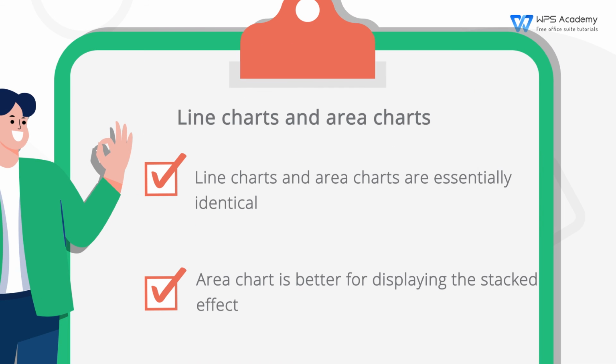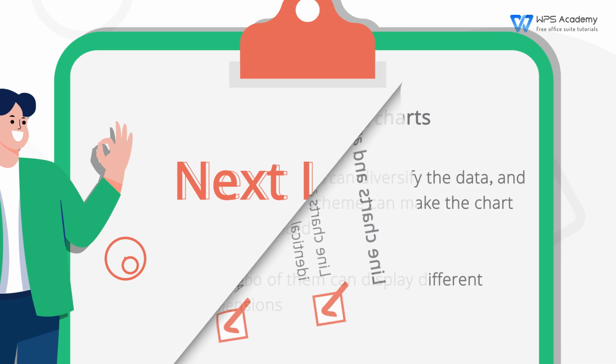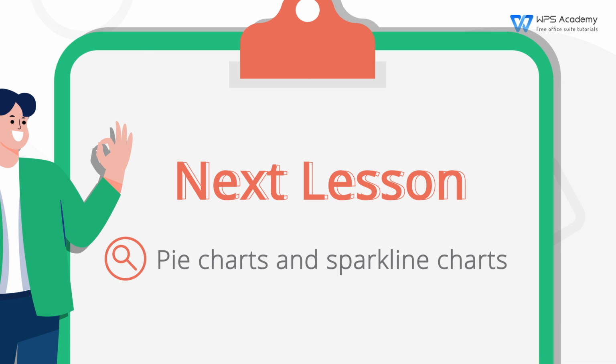Let's summarize the key points of this lesson. A line chart and an area chart are essentially identical. Both may effectively display data trends over a specific time period, but an area chart is better for displaying the stacked effect. The combo of line chart and an area chart can diversify the data. The right color scheme can make the chart more advanced. In the same chart, a combo of line and column charts can display two sets of data with different dimensions. Don't forget to check the secondary axis.